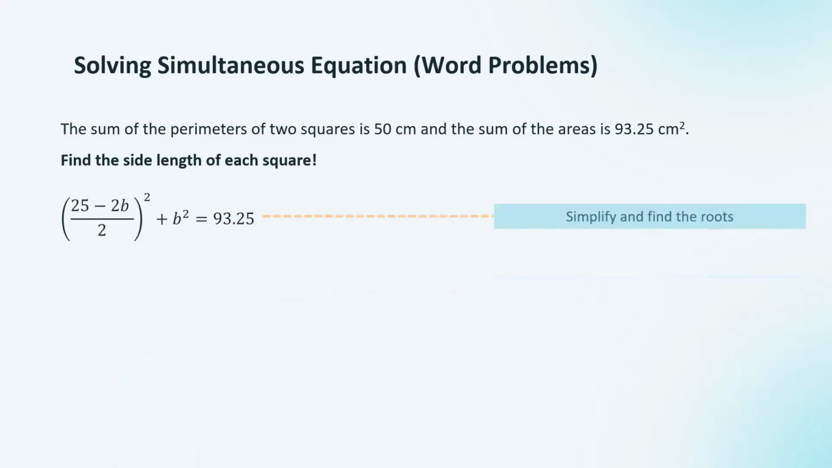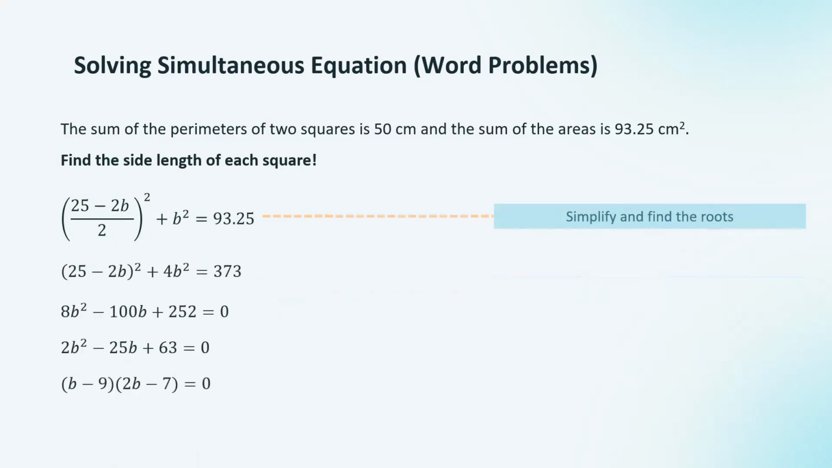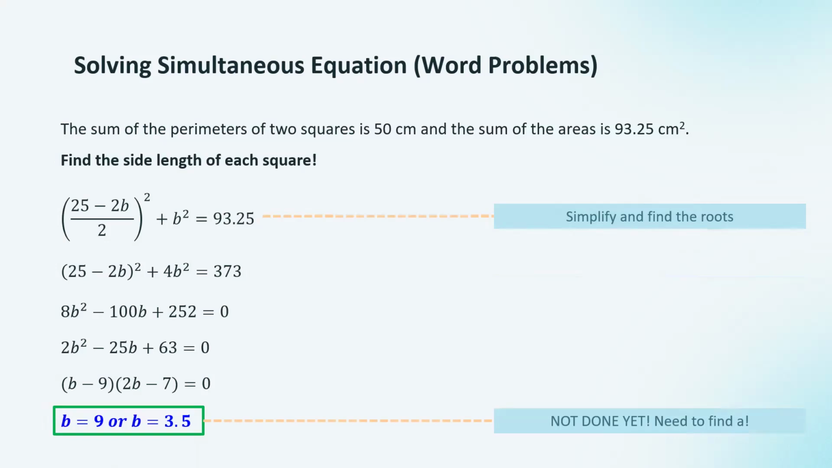After getting this expression, we can try to simplify it, and in the end, we get this quadratic equation, 2b squared minus 25b plus 63, and then we can try to factorize it. In the end, we got b equals 9 or b equals 3.5. But we are not done yet. We need to find a.